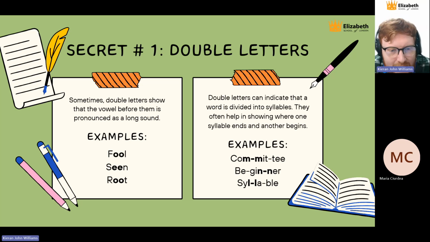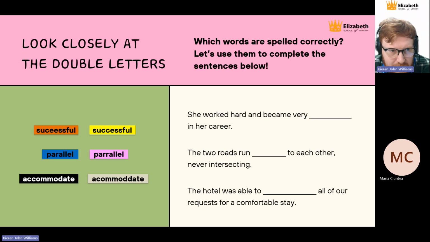So that leads us to an activity now. It tells us, look closely at the double letters. Which words are spelled correctly, and then we need to complete the sentences with them. So we've got two words, successful, successful. One of them is spelled correctly. We've got parallel and parallel. One of them is spelled correctly. And lastly, accommodate and accommodate. Only one of them is correct. So what you will tell me, Maria, is which spelling is correct and which word goes in which sentence.